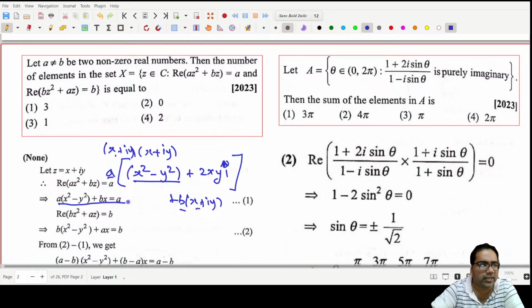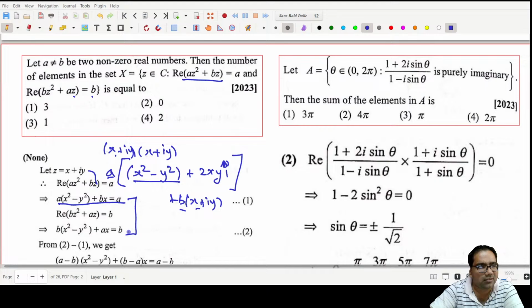So, sir, 2xy won't be counted because this is not the real part. No, this is the imaginary part. He's asking about only the real part. Real part equals a. Imaginary part, we don't care. If we expand this, you will get some real part plus some imaginary part, right? Now he is saying the real part of that expansion is a. Imaginary part we don't know. Similarly, the real part of this expansion is b. Imaginary we don't know.